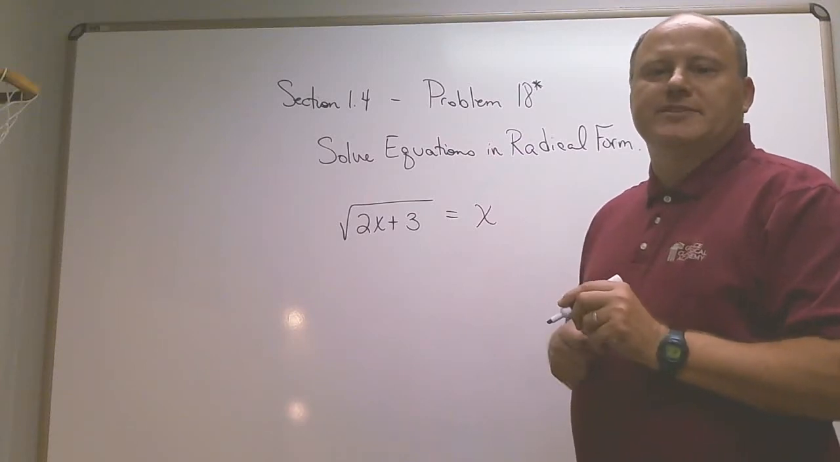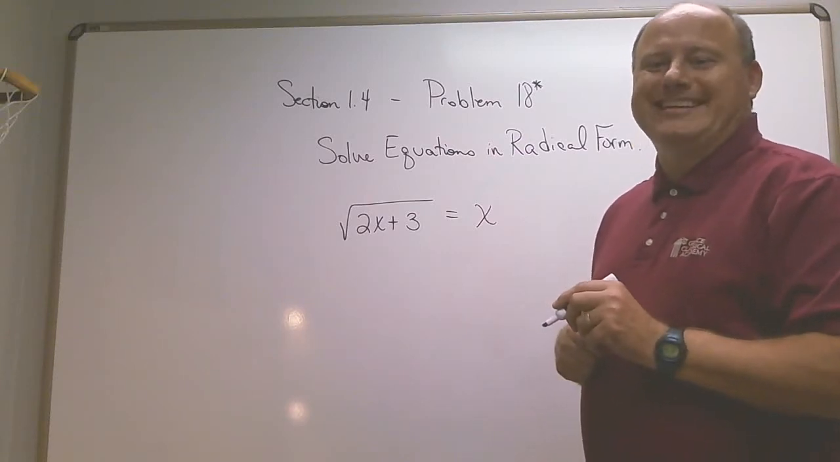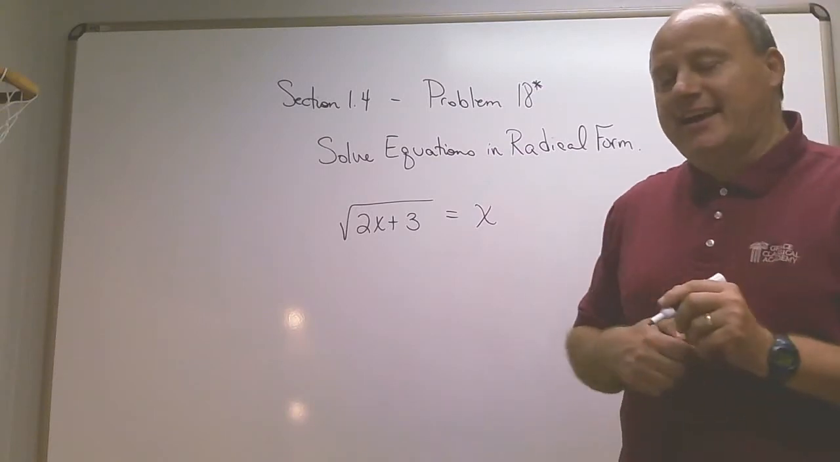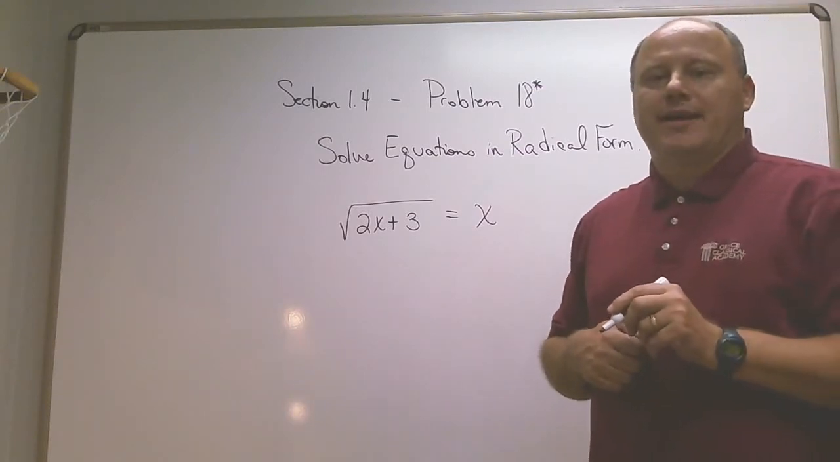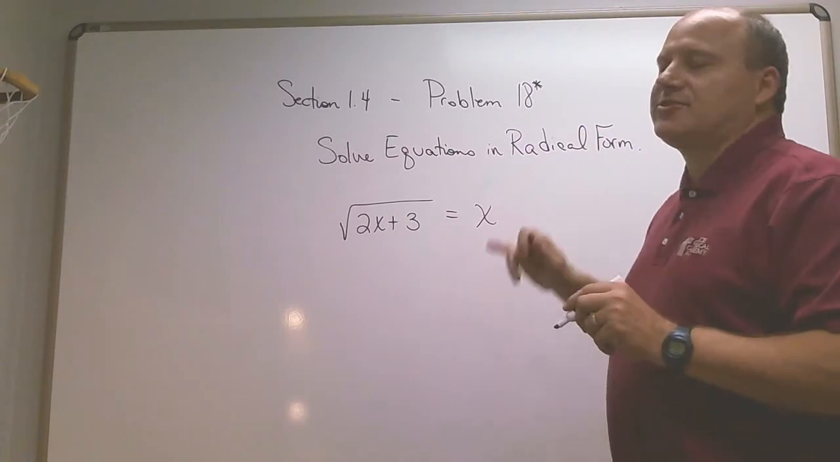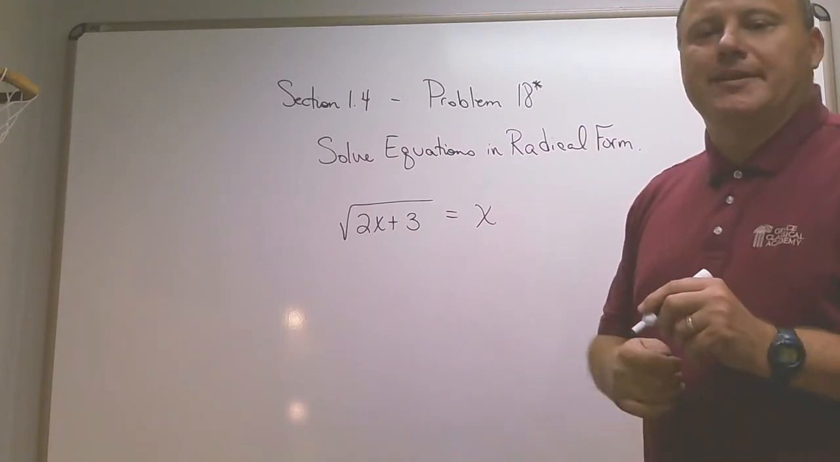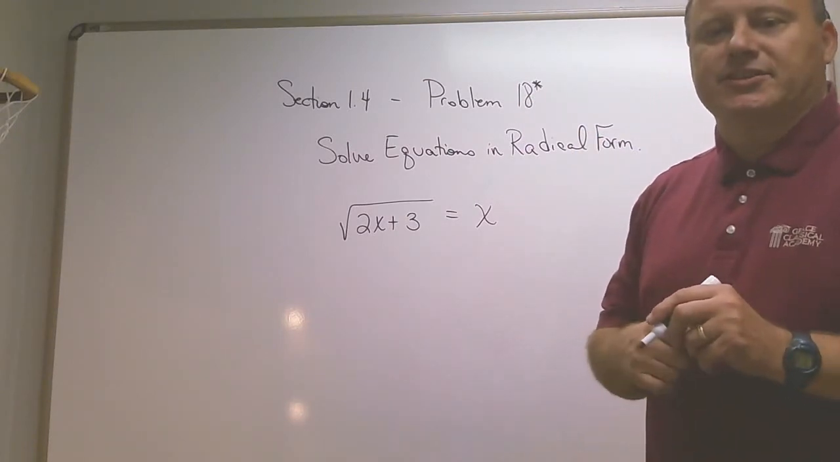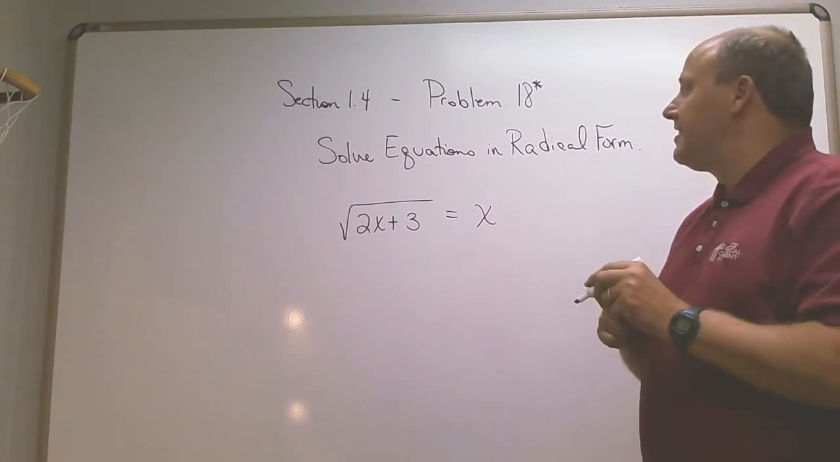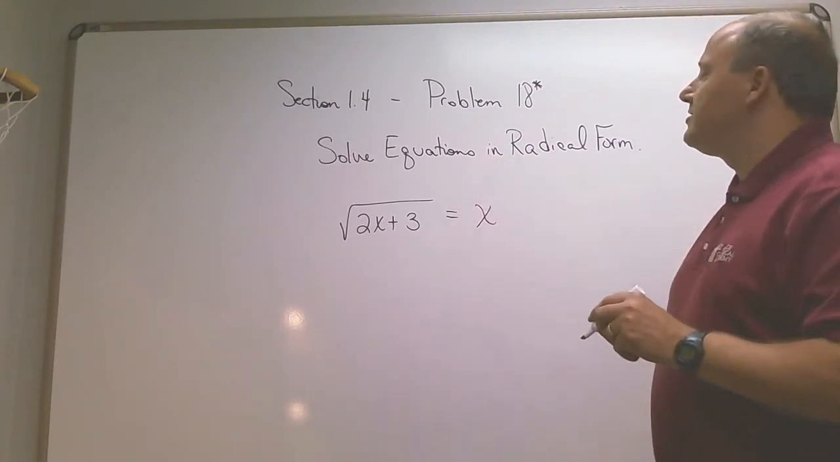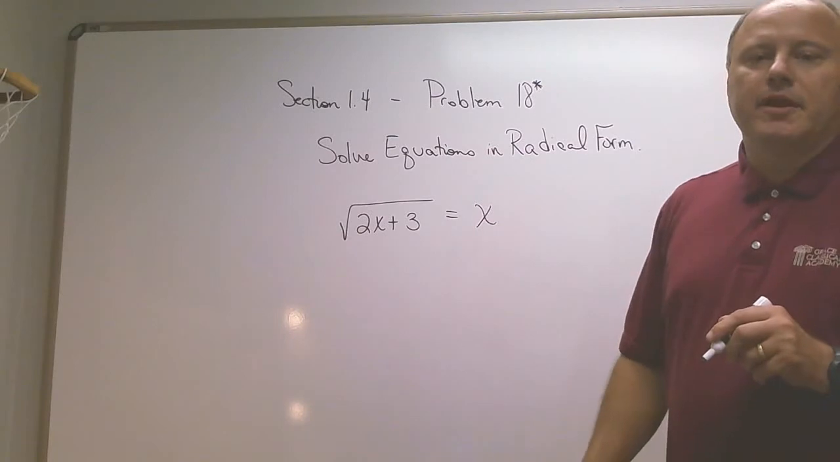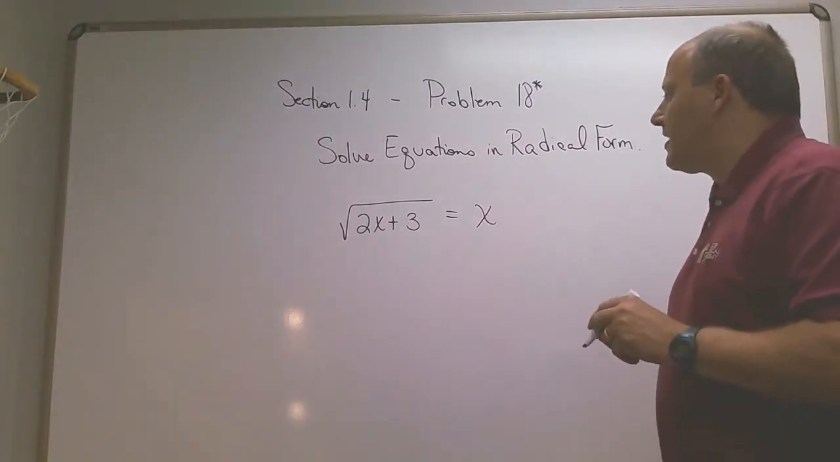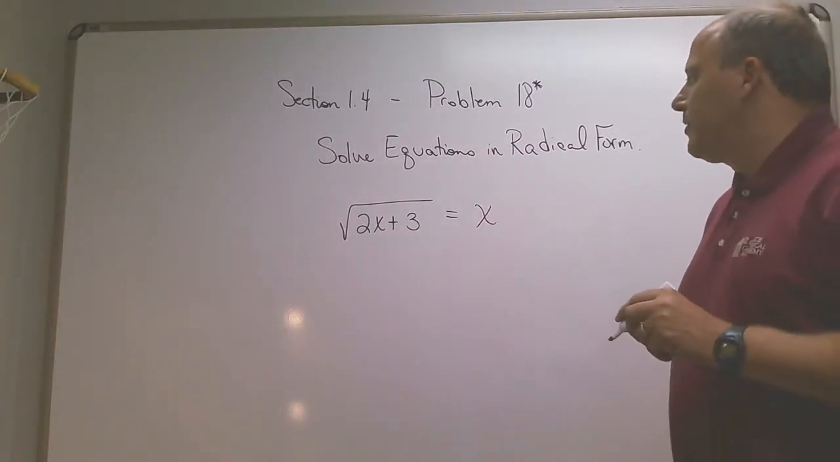Hello, we have a question from section 1.4, problem number 18. Actually, I'm not doing exactly 18. I'm doing a problem like 18, so that's why it says 18 with an asterisk beside it. These types of problems in this section are solving equations in radical form. This particular one I want to do is the square root of 2x plus 3 equal to x.